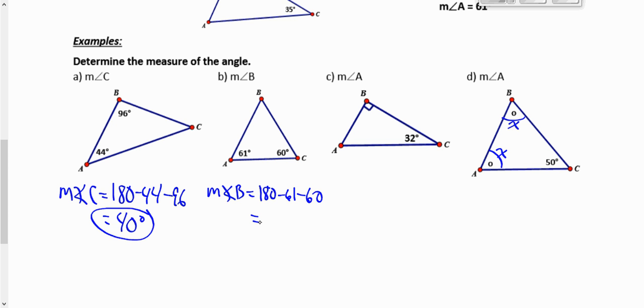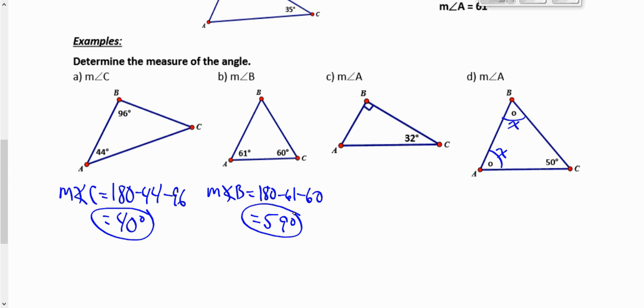How about B? 59, you said? Okay, good, easy enough. Talk about C here. Somebody tell me what they don't get for C.